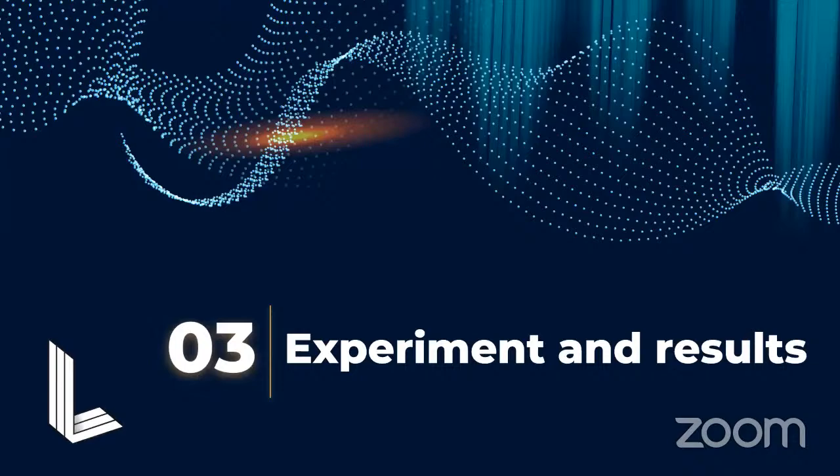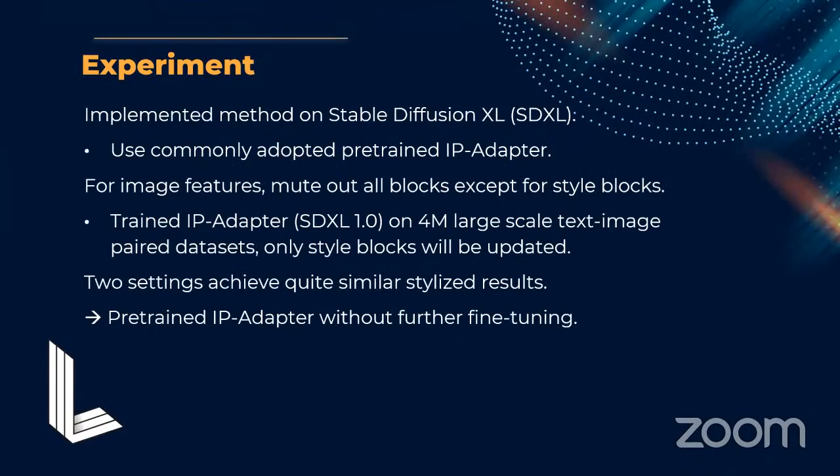The next part is experiment and results. They implemented the methods on Stable Diffusion XL, commonly adopting a pre-trained IP-Adapter to validate the methodology. But for image features, they mute all blocks except the style block. They also trained IP-Adapter on a 4 million large-scale text-image pair dataset, and only the style block is updated. The two settings achieve quite similar results. So for convenience, they run experiments based on the pre-trained IP-Adapter without further fine-tuning.